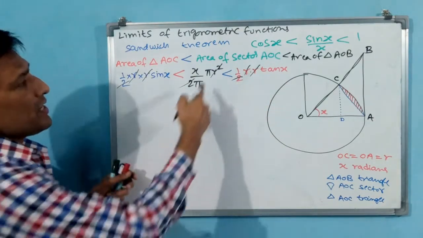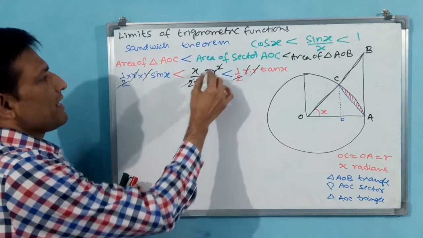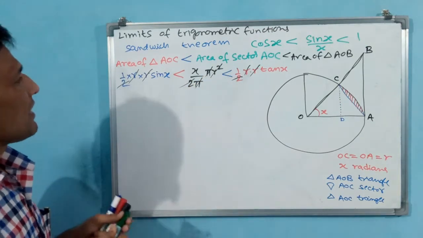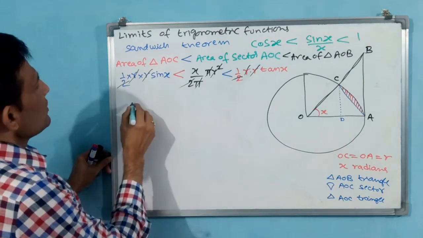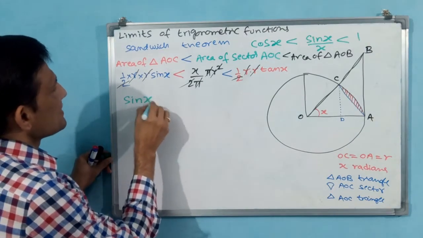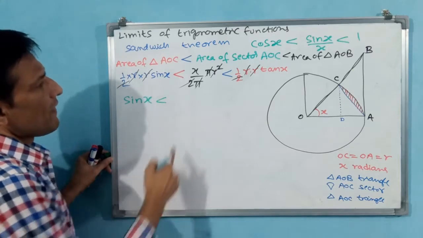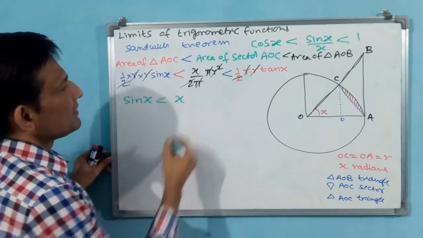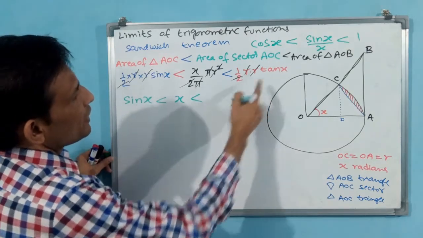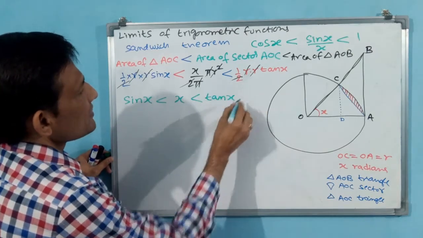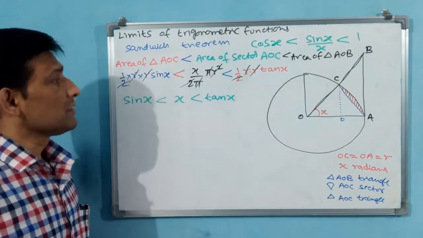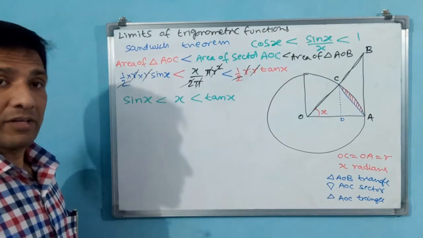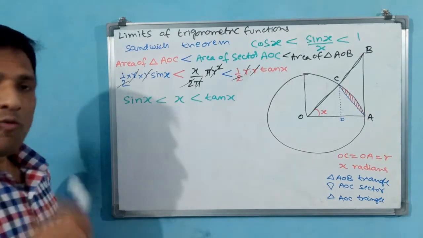Okay. And here pi is going to get cancelled. Then what will be left? You see what is left? Here only sin x is left, less than, here only x is left. That's all. Less than, here only tan x is left. Is it okay? First you see. Exactly. Okay. Definitely okay.